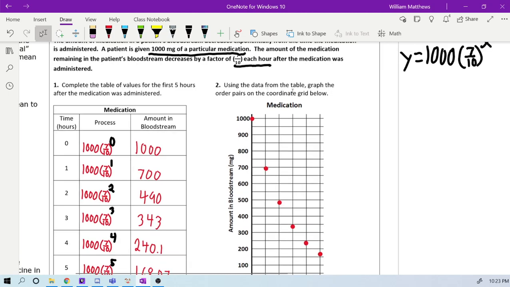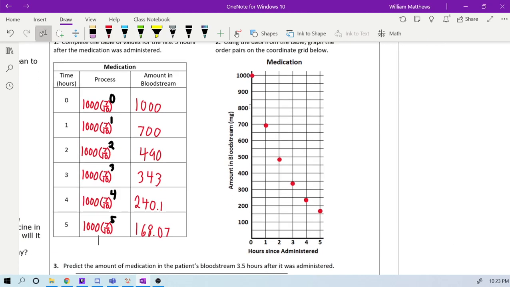Now, using the data from the table, graph the ordered pairs on the coordinate grid below. So in this case, all we're doing is going over to what hour we're starting at, 0, and we go up to its value, which would be the 1,000. We would go to our hour 1 to 700, hour 2, which is 490, so on for all of our points to fill out the second problem.